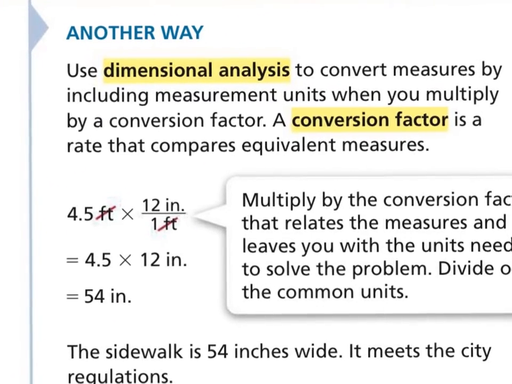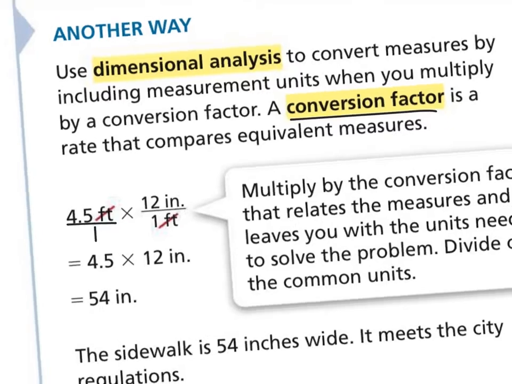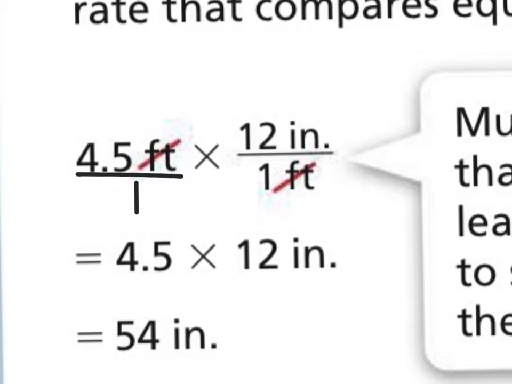Another way of doing this is what they might refer to as dimensional analysis. It's converting measures by including measurement units when we multiply. So we have 4.5 feet, and we're trying to change that into inches. What we can do is multiply by what's called a conversion factor. A conversion factor is just two things that are equal to each other. In this case, 12 inches is equal to 1 foot.